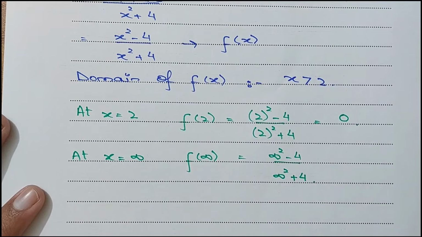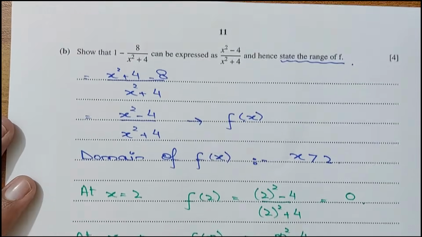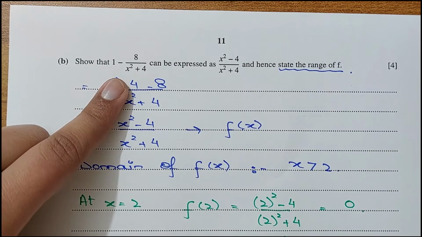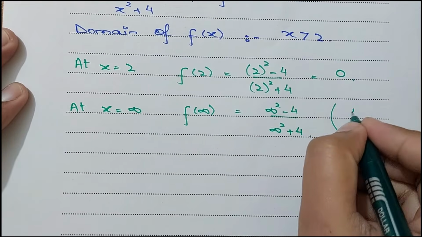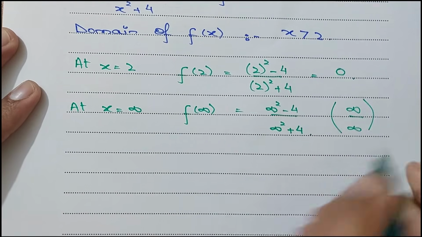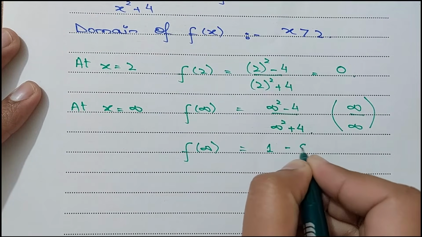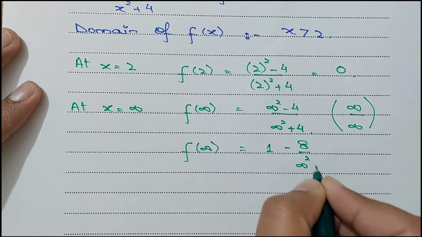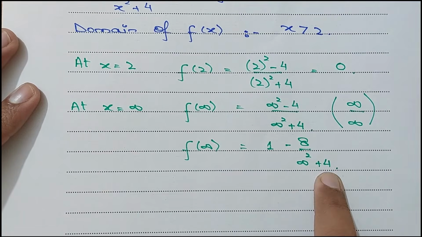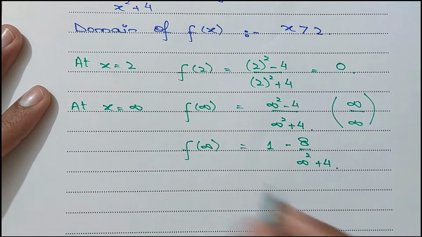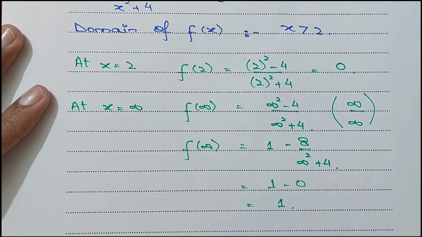This is an undefined form, so to get rid of it we have to use L'Hopital's rule. Or we can substitute into this function, 1 minus 8 over x square plus 4. This is an infinity over infinity form, so we can put f of infinity into 1 minus 8 over infinity square plus 4. Infinity square is infinity, infinity plus something is also infinity, and something divided by infinity is 0. So 1 minus 0 equals 1, right?